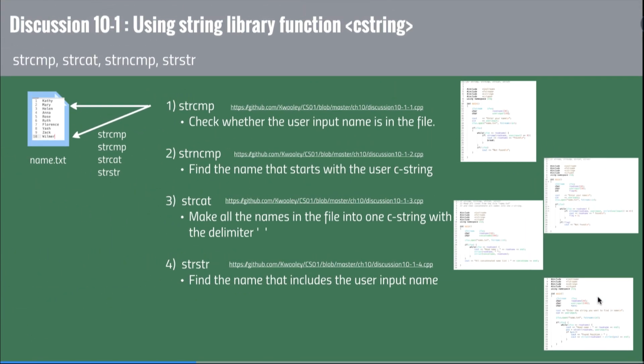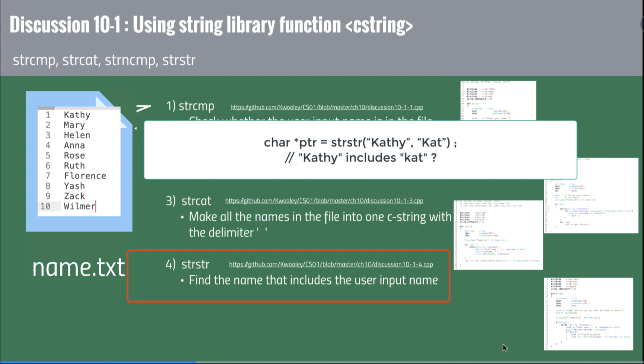The last example is to use the function strstr. In this program, we find the names that include a certain user string. For example, in order to check that the string cat includes cat, we can call the function strstr like that.